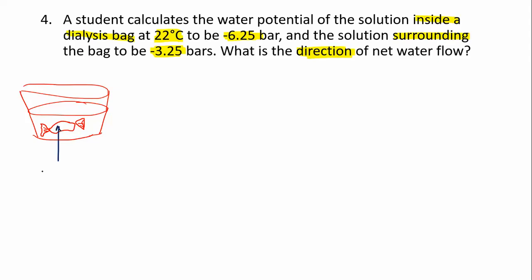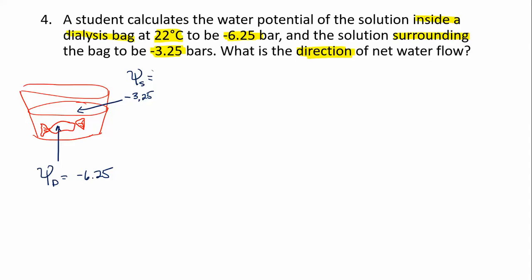All right, so our water potential, which I'm going to call psi d for dialysis tubing, is equal to negative 6.25. Our water potential of the solution is negative 3.25, and I'm going to call that psi s for solution. Honestly, it doesn't matter what you call it, you just need to differentiate. And actually, this question does not require you to do any calculations. It's a little more conceptual.